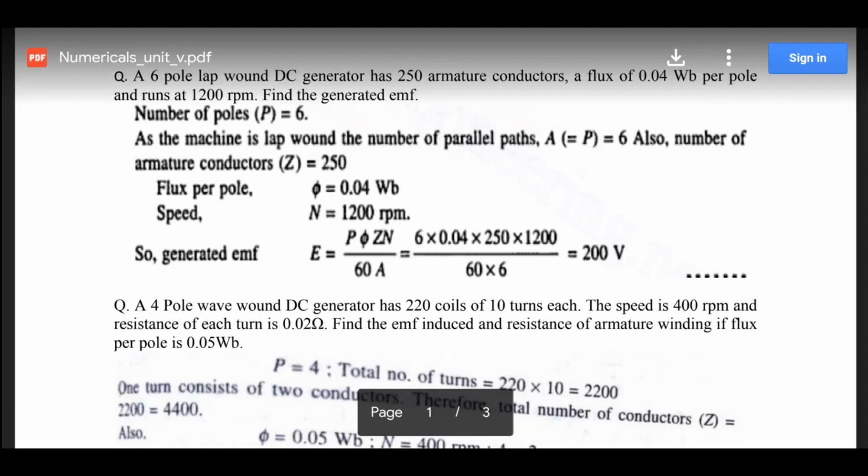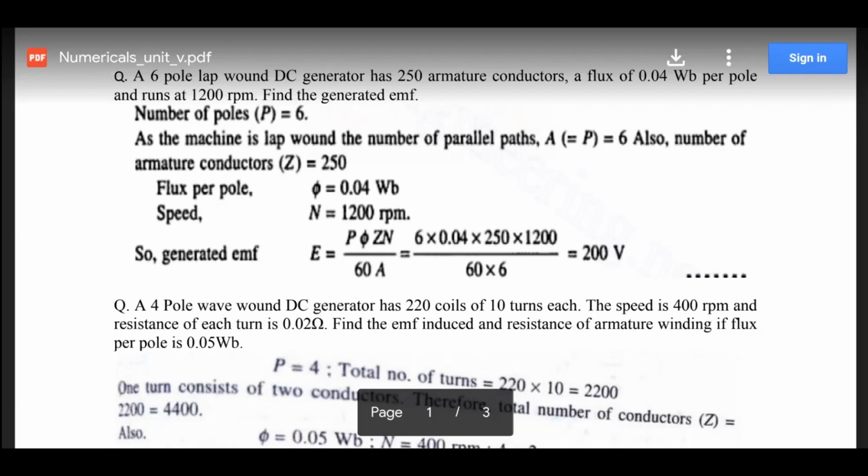There can be a case where the number of poles is not given, because if we are solving the generated EMF for a lap wound generator, P is equal to A, so it gets cancelled out automatically. Then the armature conductors: Z is the total number of armature conductors. Again, this can be asked in a twisted manner.